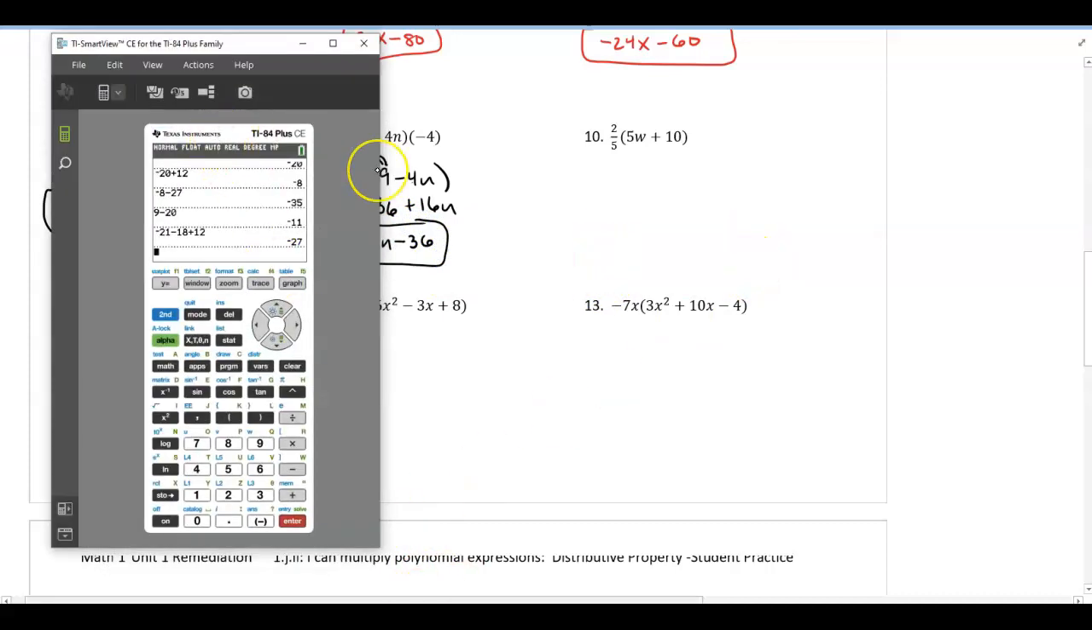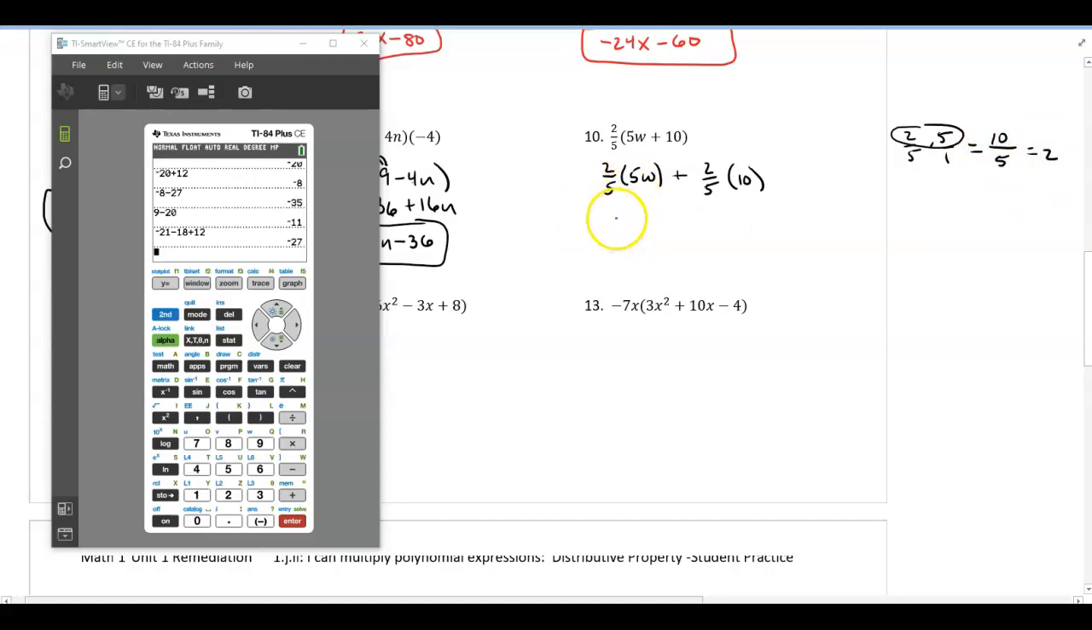Now the next one. Everybody gets scared when they see a fraction, right? So right away we know here we're going to do 2/5 times 5w plus 2/5 times 10. Guys, there's two ways to do this. When I multiply 2/5 and 5, I'm going to put 5 over 1. I'm going to multiply the numerators. I'm going to multiply the denominators and then simplify.